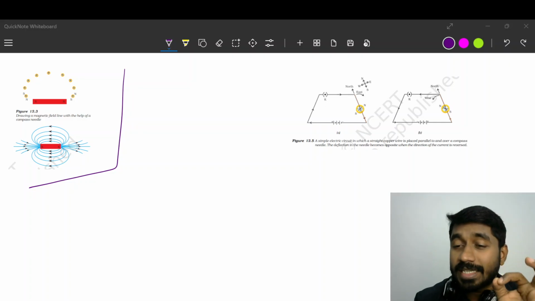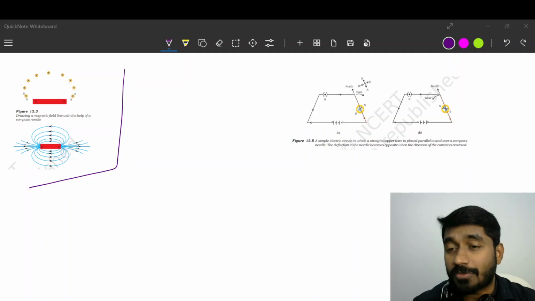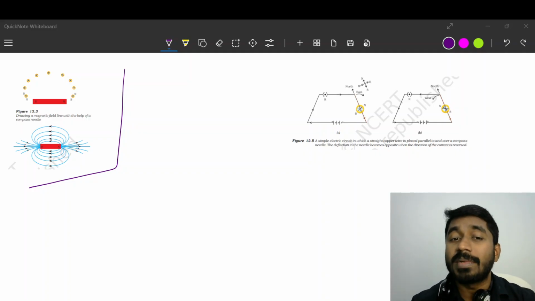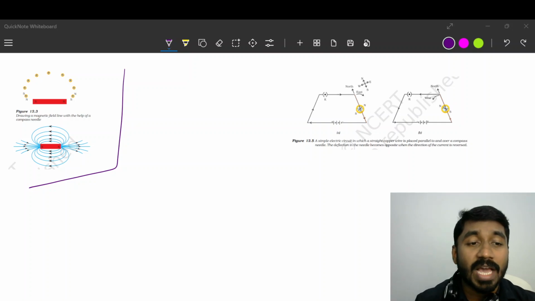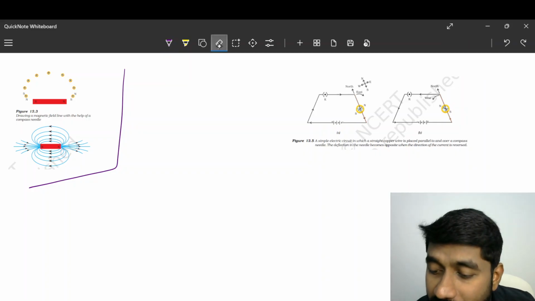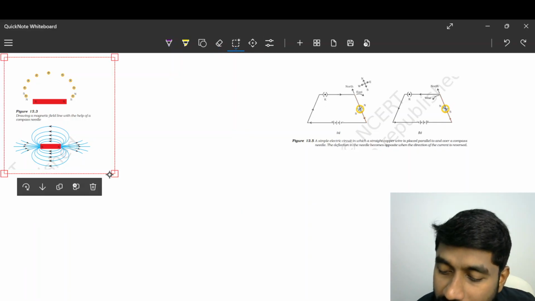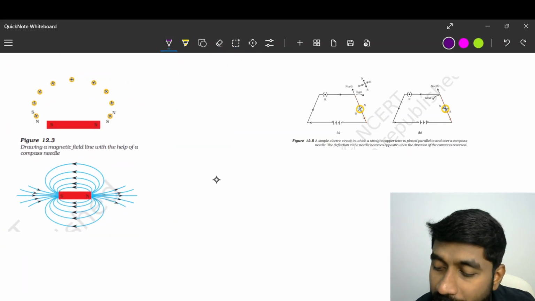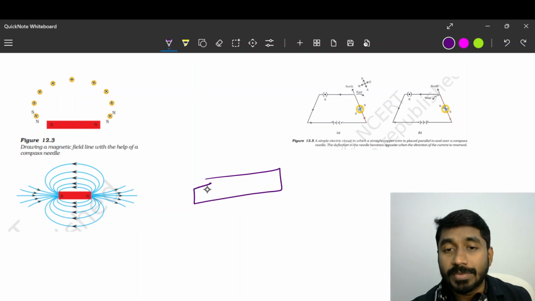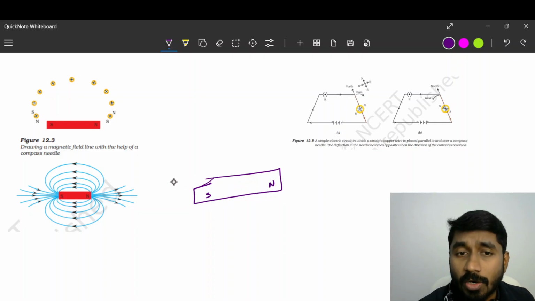To study that, the next step is to study the concept of a magnetic field. What do you mean by a magnetic field? All these things we have to familiarize first. So first of all, I have given a picture of a magnet. You can see the picture of a magnet, and this is a bar magnet. One side is the south pole, the other side is the north pole.